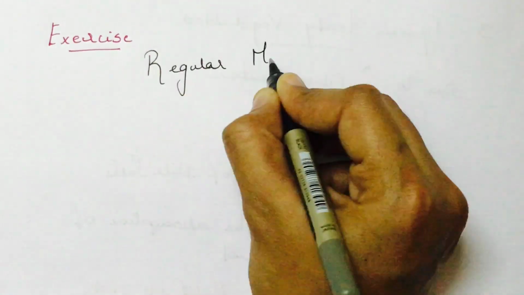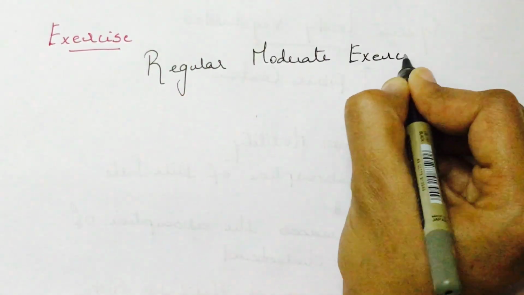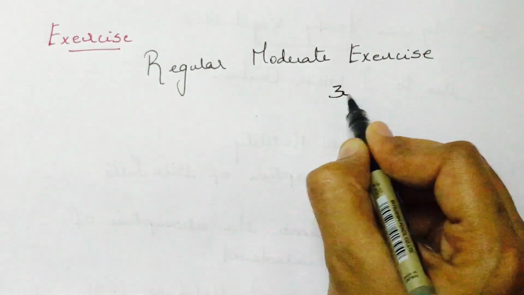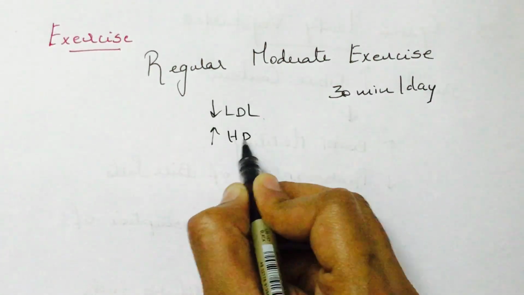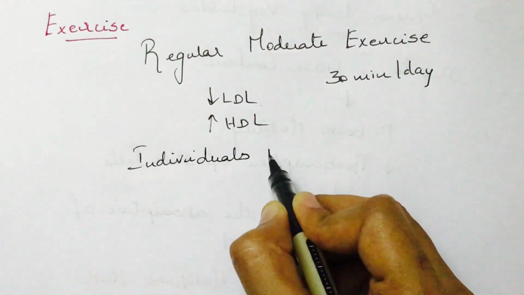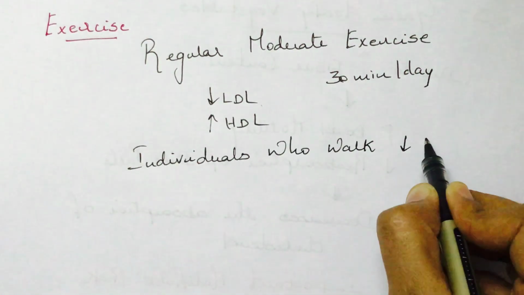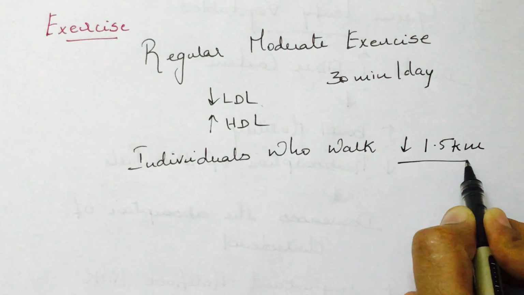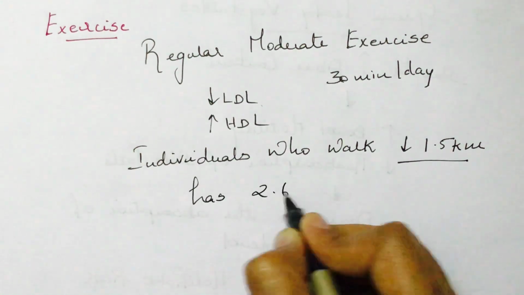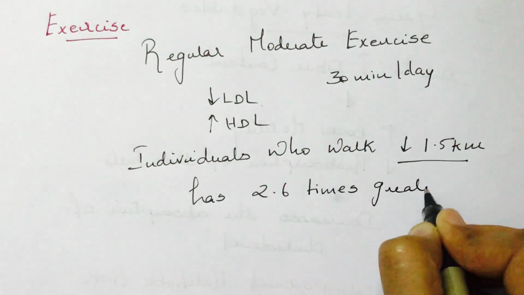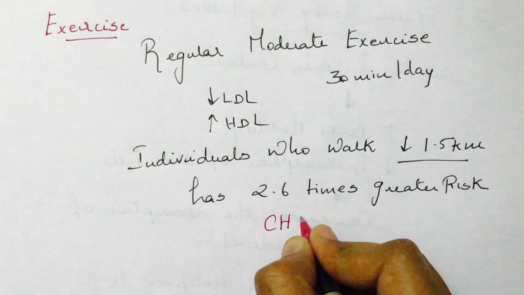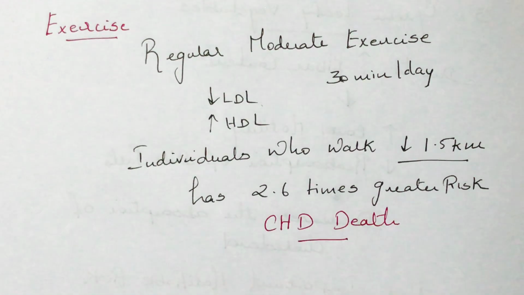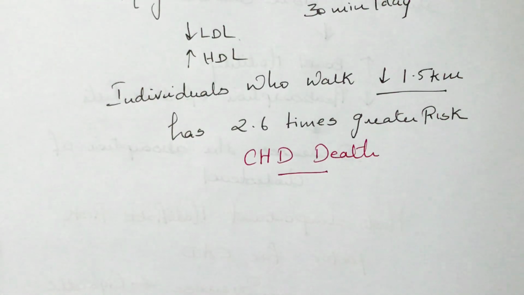About exercise, regular moderate exercise, that is at least 30 minutes per day, decreases LDL and increases HDL. Individuals who walk less than 1.5 kilometers per day have 2.6 times greater risk for coronary heart disease death and 2.4 times greater risk for cancers.